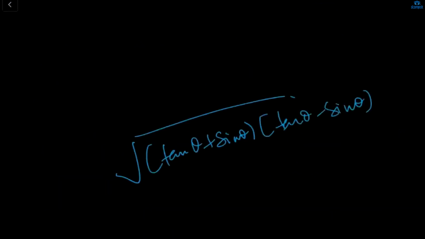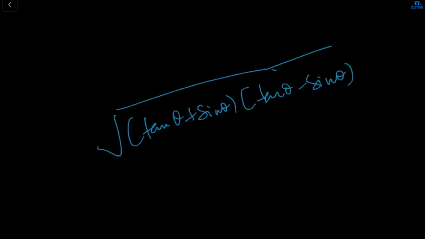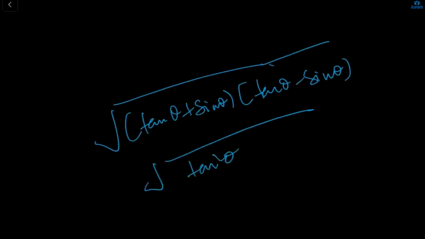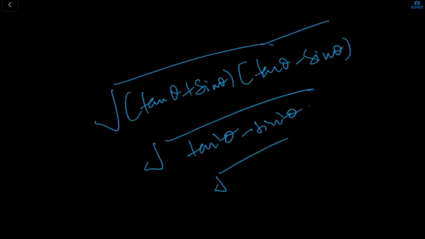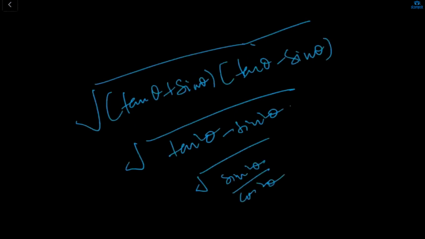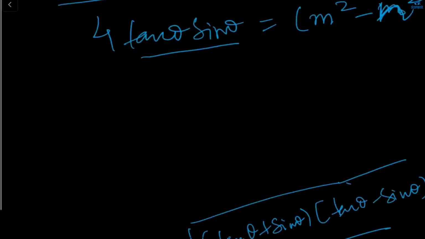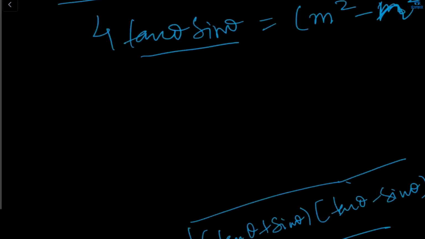Okay, root of tan theta plus sin theta, tan theta minus sin theta. So it will be a plus b, a minus b. So it will be tan square theta minus sin square theta. What will tan square theta minus sin square theta give you? No, I cannot give you 1 minus sin square theta. So you can write in terms of tan. If we are going to write, what expression will we be getting?